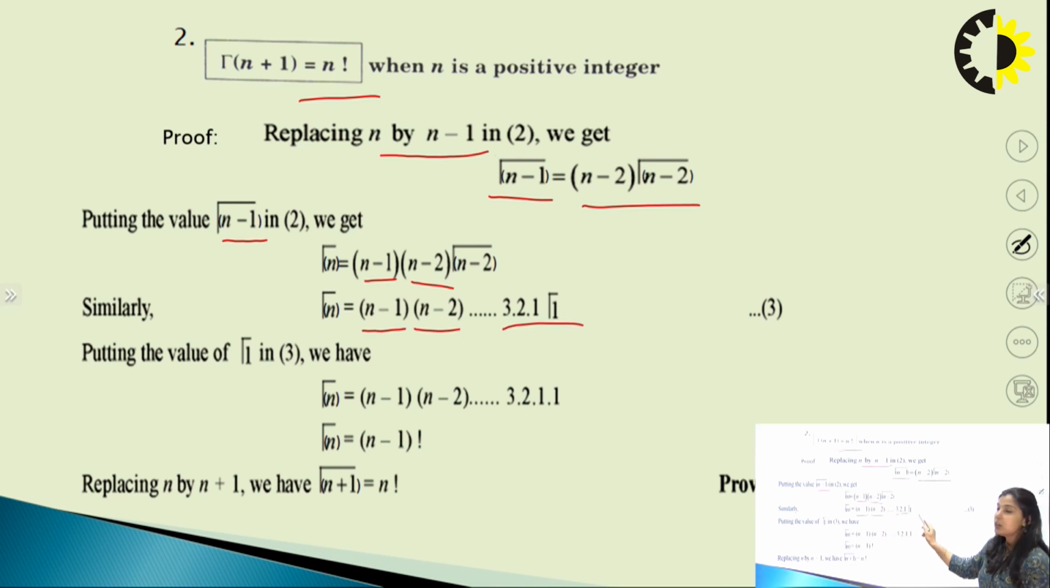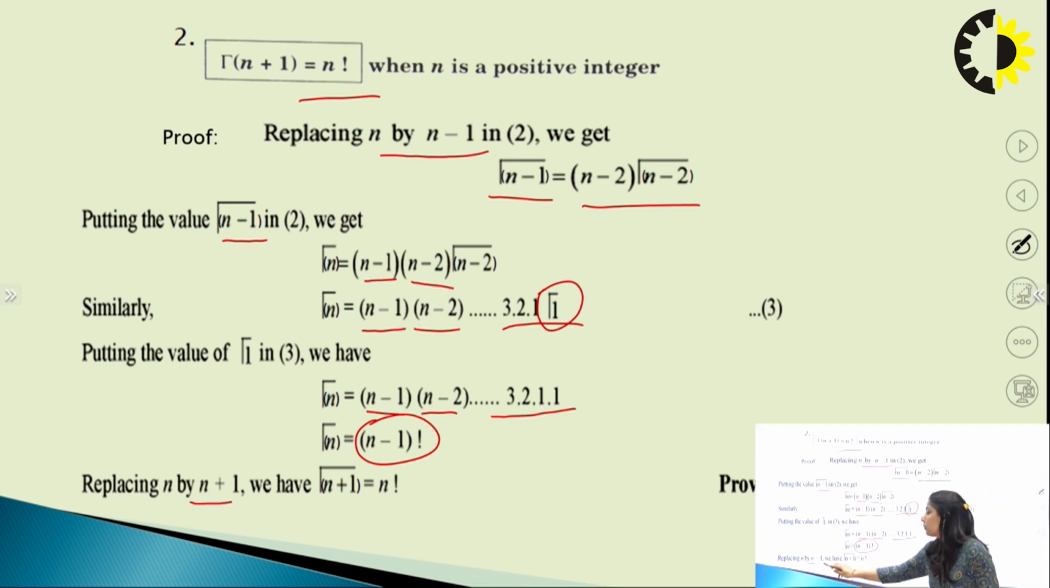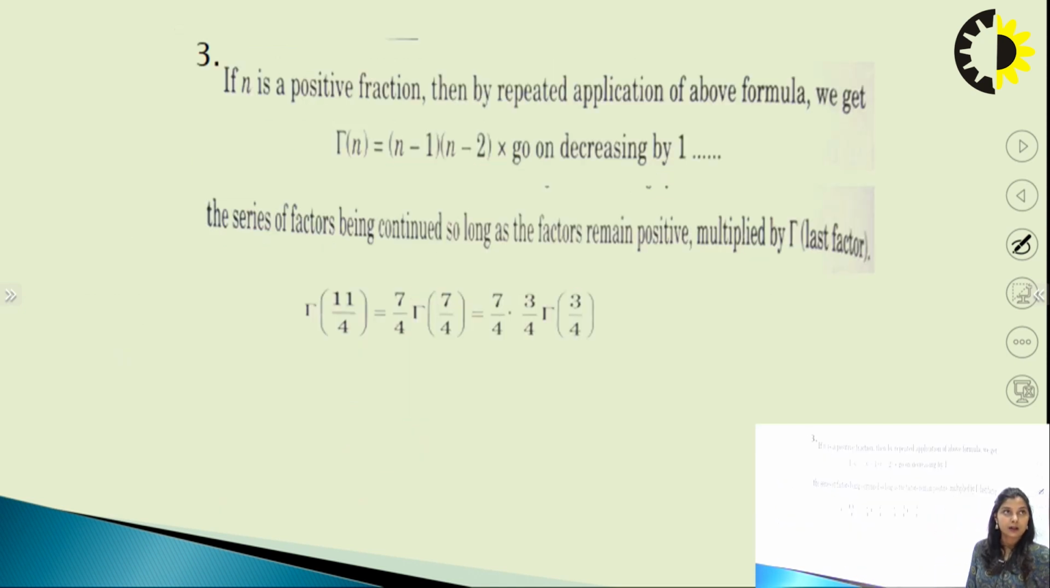up to 3 × 2 × 1 gamma(1), and we know that gamma(1) = 1. So gamma(n) = (n-1)(n-2) up to 3 × 2 × 1, and this is equal to factorial (n-1). So now replacing n by n+1, we get gamma(n+1) = factorial n. Now if n is a positive fraction, then by repeated application of the above formula, we get gamma(n) = (n-1)(n-2), and go on decreasing by 1.